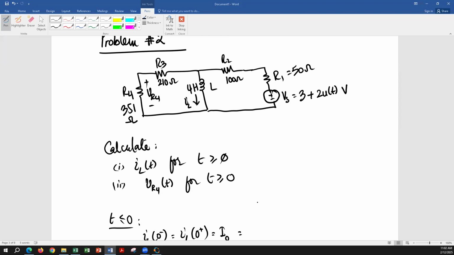Very good. So before t is equal to 0, of course, the inductor is fully charged. It is acting as a short circuit. And when it acts as a short circuit, it's going to eliminate R3 and R4, which are parallel to the inductor. That means all the current supplied by the source Vs is going to go through the inductor. And how are we going to find that current? Because if it is running for a long time before t is equal to 0, then the inductor is going to be fully charged. It will be acting as a short circuit.